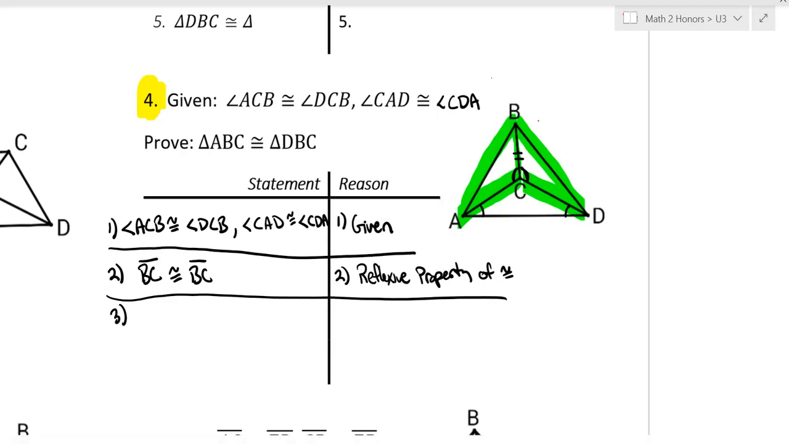If we look at the whole diagram, though, if you look at triangle ACD, you see that two of the base angles are congruent. And if two of the base angles are congruent, we can say that has to be an isosceles triangle. So we could say that AC is going to be congruent to CD. So that's what I'm going to write: AC is congruent to CD by the converse of the isosceles triangle theorem.